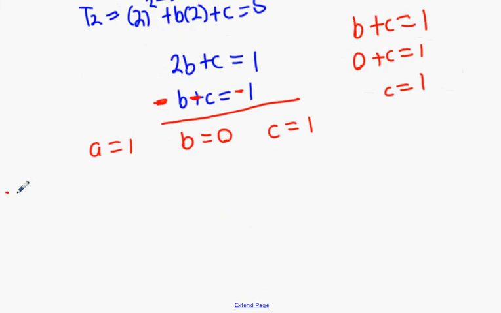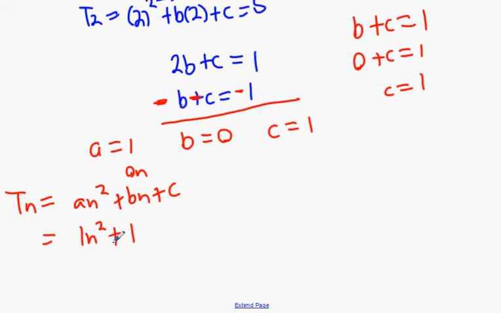What's the Tn formula again? a n squared plus bn plus c. What do you do with a, b, and c? 1n squared. b is 0, isn't it? 0n doesn't exist. And what's the c value? 1. So Tn basically equals n squared plus 1.